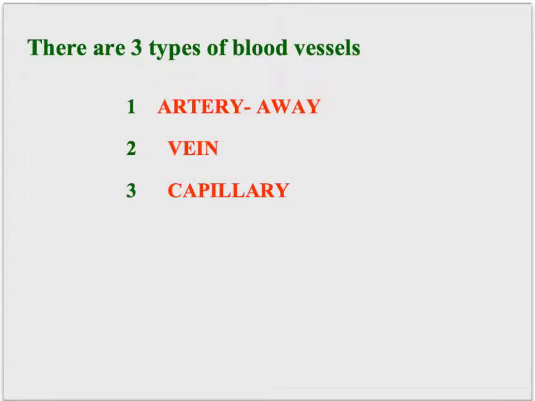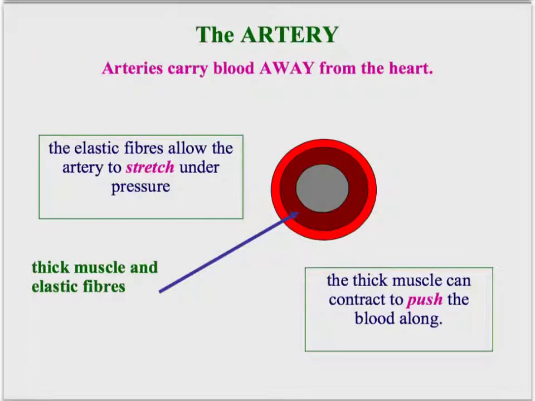Next, we're going to talk about the 3 types of blood vessels. There's arteries, veins, and capillaries. On the next couple slides, we'll go into details about each. The most important thing to know about arteries is arteries carry blood away from the heart. Think arteries away. They are elastic, which allows them to stretch under pressure so they can push blood along as they go.